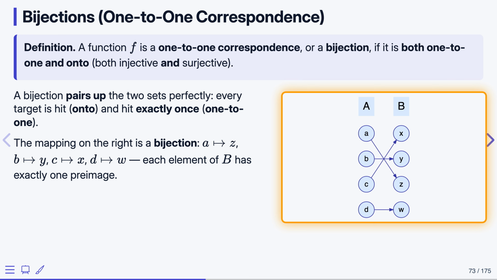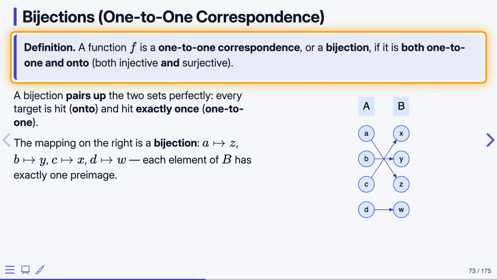Look at the picture. Here A goes to Z, B goes to Y, C goes to X, and D goes to W. Every element of B receives exactly one arrow, and nothing is left out or doubled. So this function is a bijection. As we will see next, bijections are special because they can be reversed.